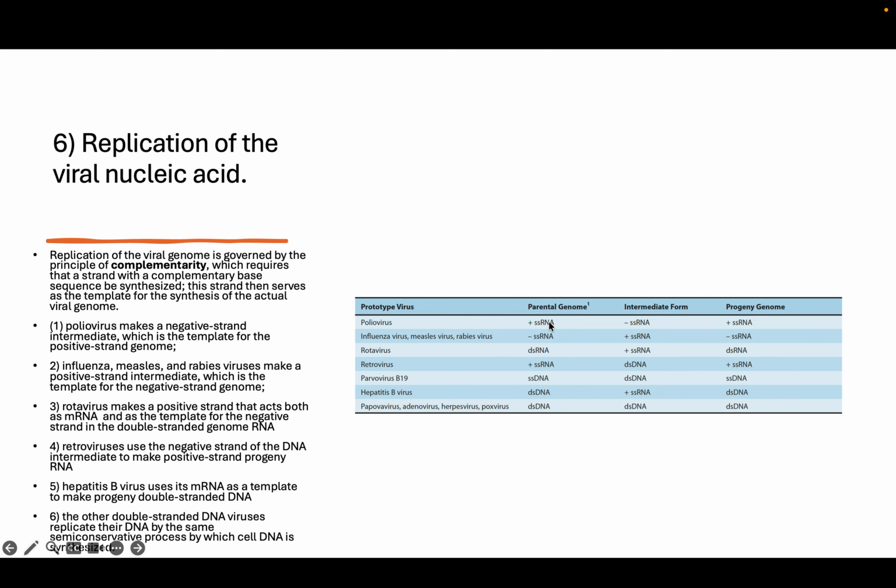But we cannot just duplicate it literally, like taking a polymerase and just copying it. No. We need to form an intermediate form of it. So we need a polymerase that comes in and gives you this intermediate form, this negative single-stranded RNA. And then this is going to be used to copy and create the positive single-stranded RNA. So this is what I mean by complementary principles. That's in the case of polioviruses.